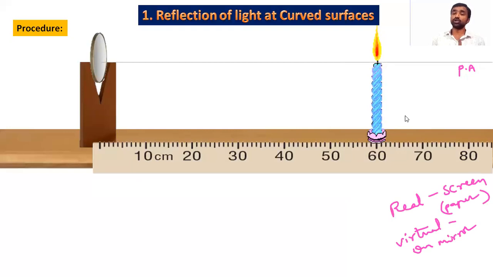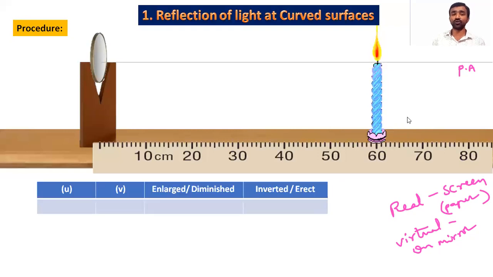That we have to observe. Before going further, I'm going to note the values in the observation table. U is object distance. What is U? Object distance. V is image distance. So I chose U as object distance and V as image distance. Right? So I can note those values in the table.